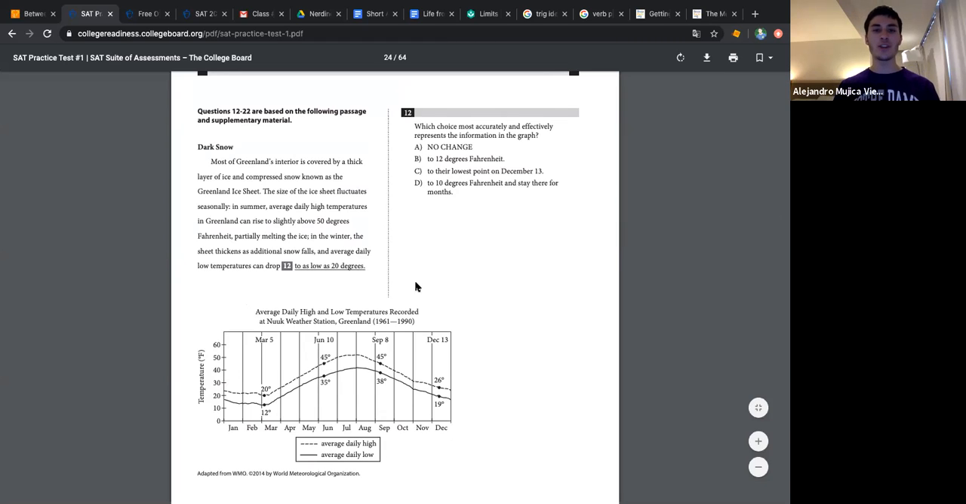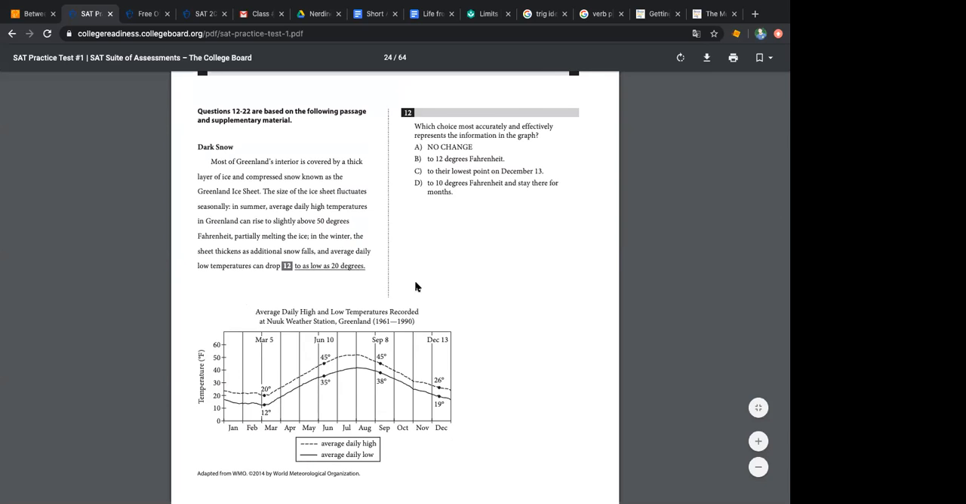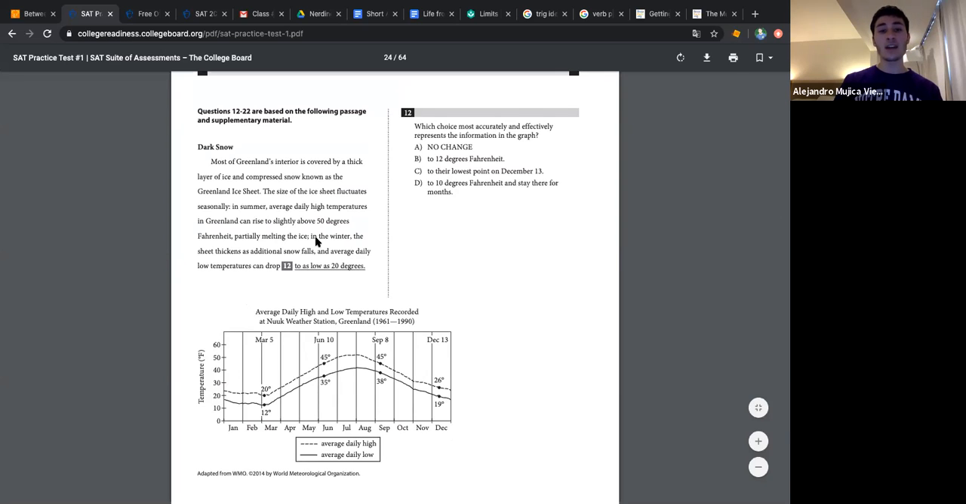Most of Greenland's interior is covered by a thick layer of ice and compressed snow, known as the Greenland ice sheet. The size of the ice sheet fluctuates seasonally. In summer, average daily high temperatures in Greenland can rise to slightly above 50 degrees Fahrenheit, partially melting the ice. In the winter, the sheet thickens as additional snow falls, and average daily low temperatures can drop to as low as 20 degrees.